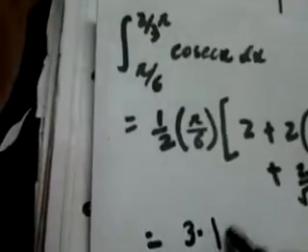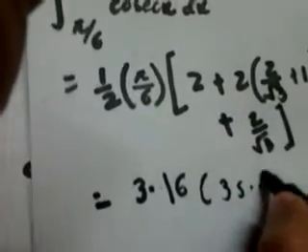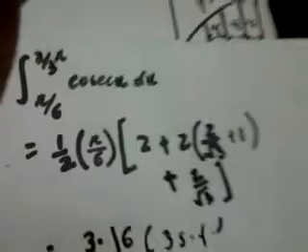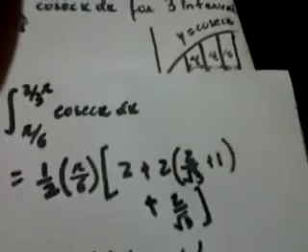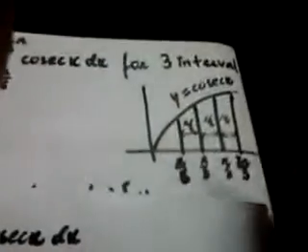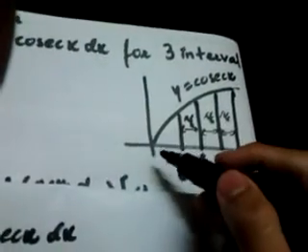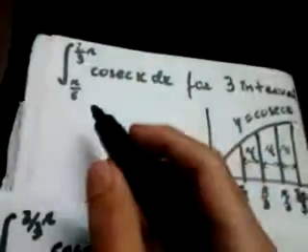Now put this in a calculator, work this out, and you should get 3.16 to 3 significant figures. So that's it. That's how you find the area using the trapezium rule. The first thing to do, just make a rough sketch.